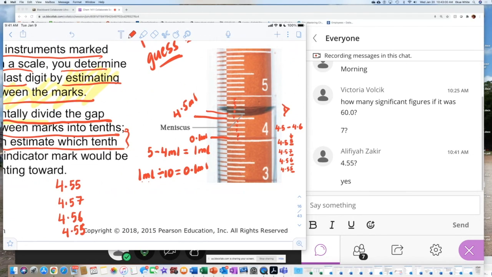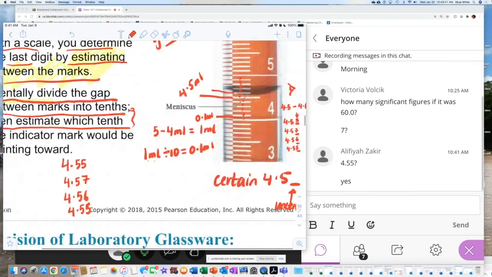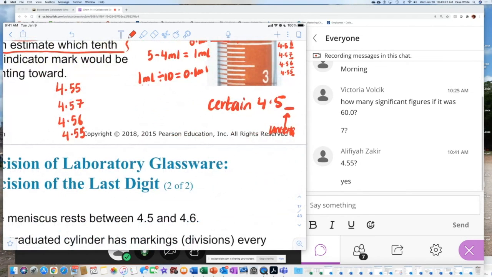So please notice, right? Here we have two parts of the number. The certain part was the 4.5. We all agree on the 4.5. There was no question about it because we actually have a mark for it. The number that comes after that, this number here, that's the uncertain number because we had to guess. Uncertain, if I can spell. The uncertain number. That's the one we had to guess.